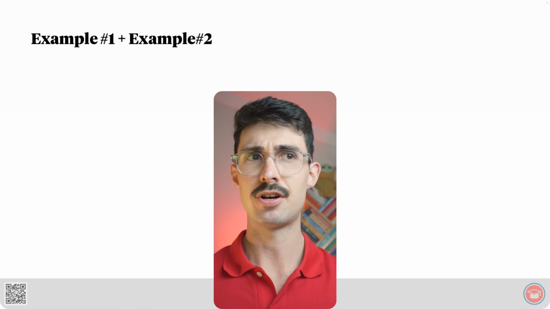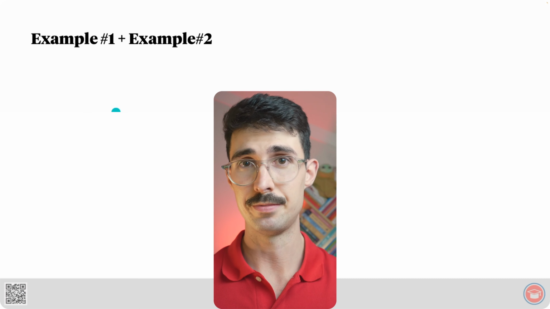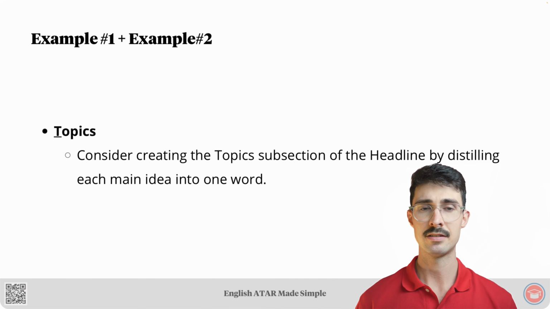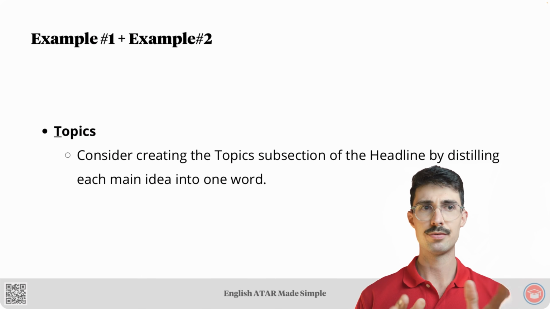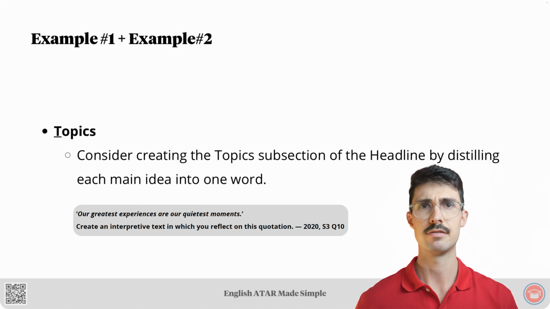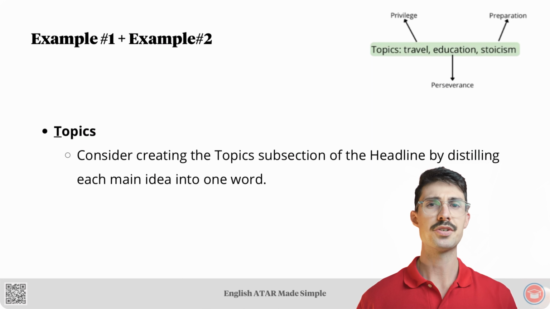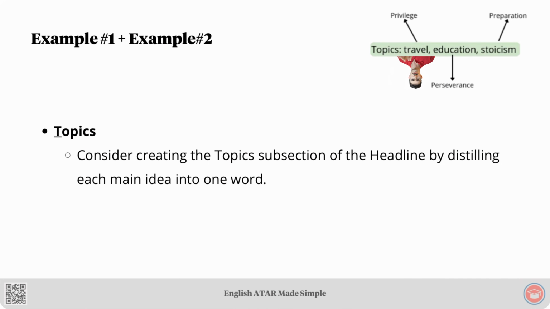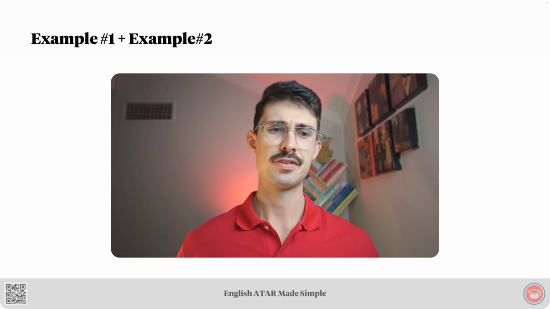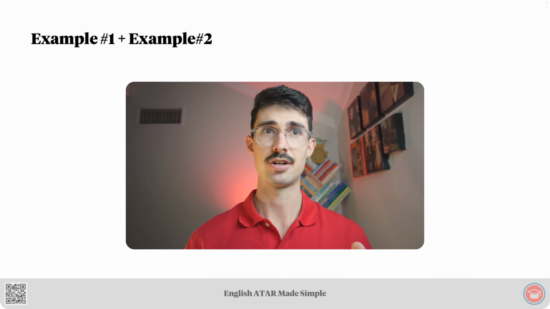Final element of the headline is the topics element. For this one, consider creating the topics subsection of the headline by distilling each main idea into one word. For example, for the question that had the quote in it, I created my topics subsection of the headline by distilling each main idea into one word: privilege, preparation, perseverance. Those are some important things regarding each element of the headline. Here are some important things regarding each element of the introduction.